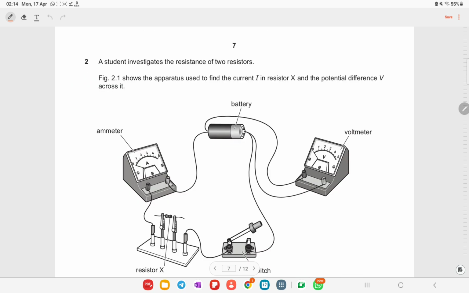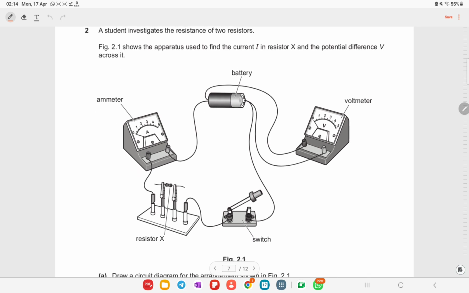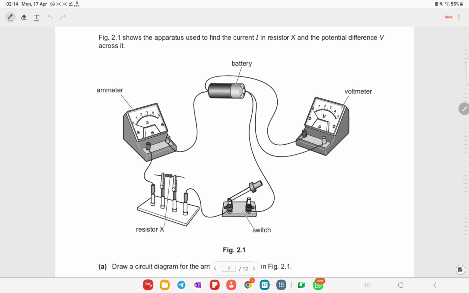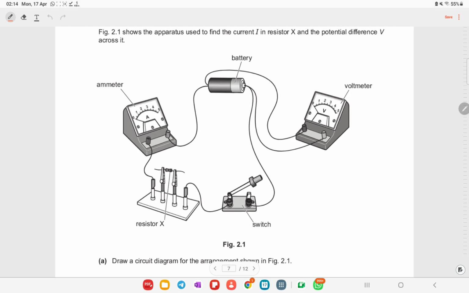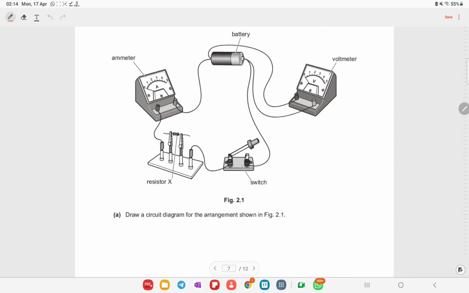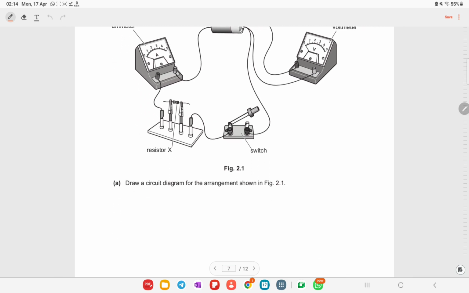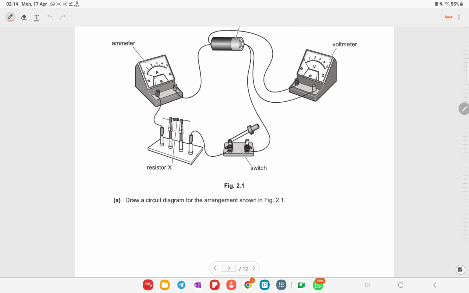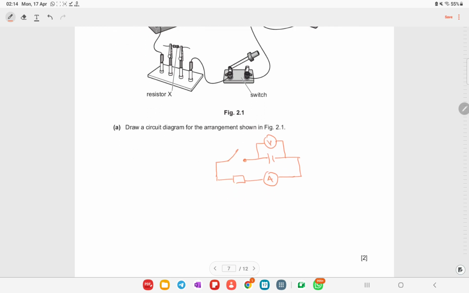A student investigates the resistance of two resistors. Figure 2.1 shows the apparatus used to find the current I in resistor X and the potential difference V across it. Draw a circuit diagram for the arrangement shown in figure 2.1. This is how you are going to solve this. First the battery or a cell, then a switch, then your resistor X, then your ammeter, and then you add your voltmeter across the battery. So this is how it's going to be.